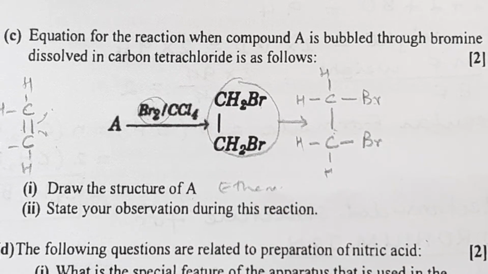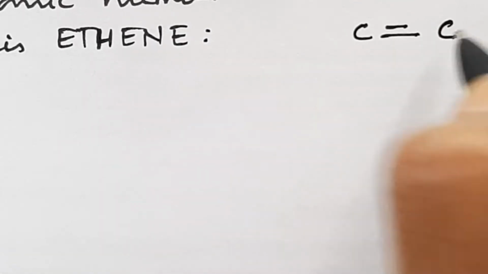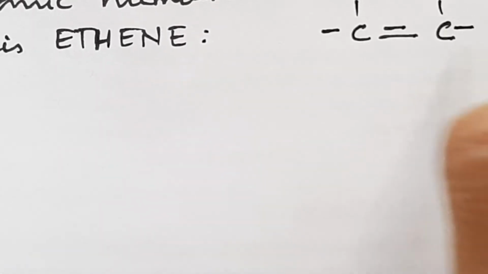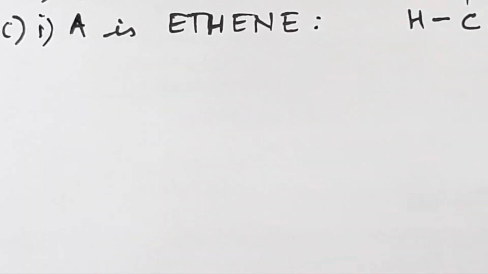So let us see how we write it down. A is ethene. And the structure will be C double bond C with H, H, H, H here like so. Then we come to, this was the first part.